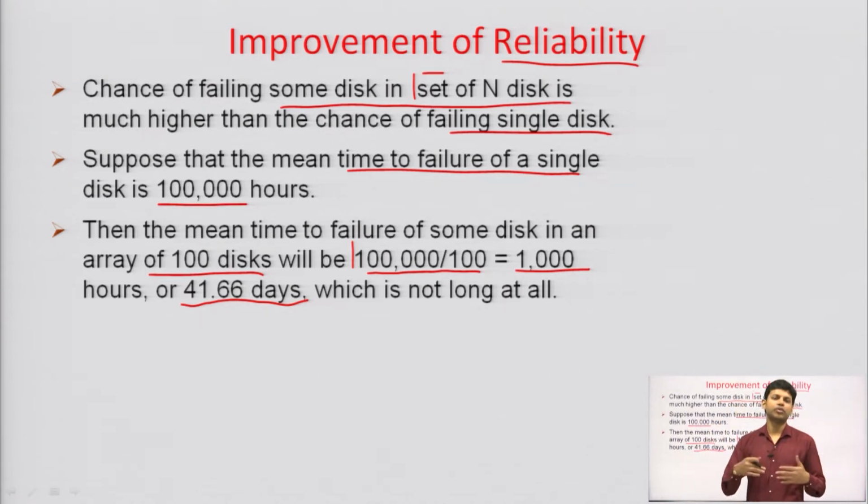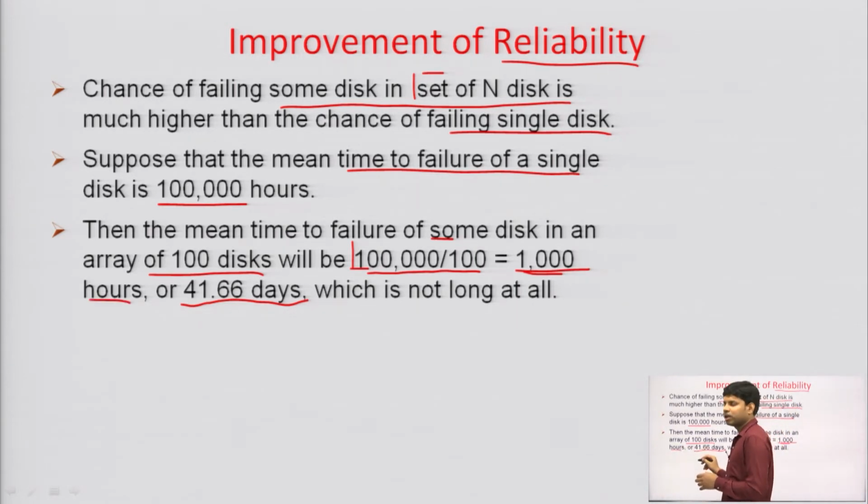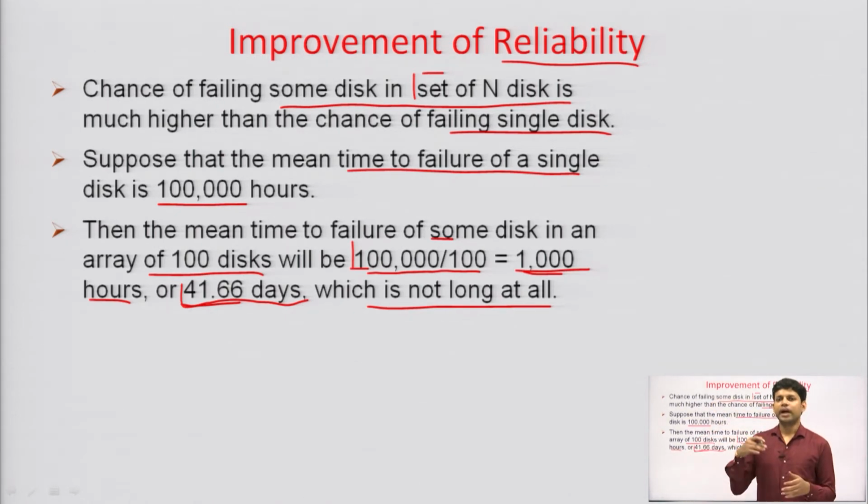Suppose I am using a single hard disk and the lifetime, the warranty or guarantee of that disk, is given as 1 lakh hours. Then the mean time to failure of some disk in an array of 100 disks will be 1 lakh divided by 100, that is 1000 hours, or approximately 41.66 days, which is not so long at all. Just as a comparison, we have taken a scenario and calculated how soon a single disk can fail when compared with n number of disks.